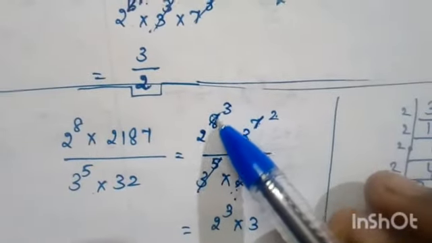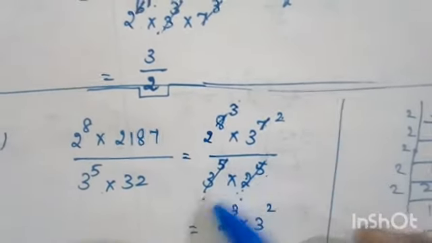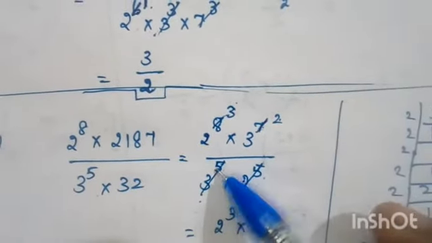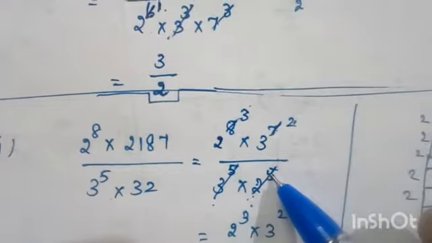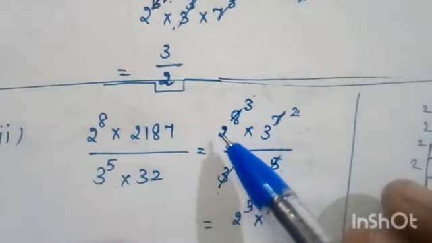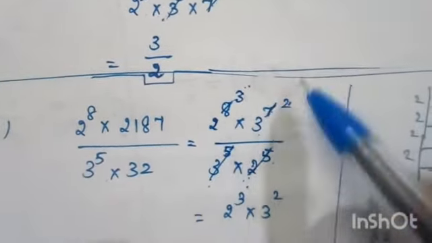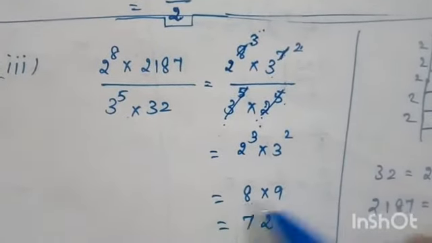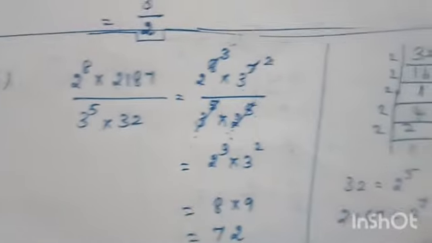Here you have to cancel only the power. 5 is removed, so remaining 2 power 3. 5 is removed, remaining 3 power 2. So after cancelling we have 2 cube into 3 square. 2 cube value 8, 3 square value 9. 8 nines are 72.